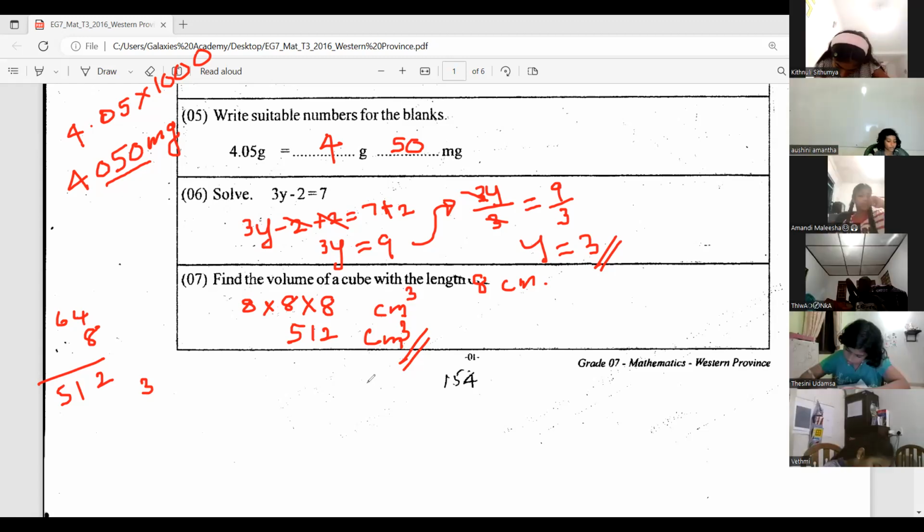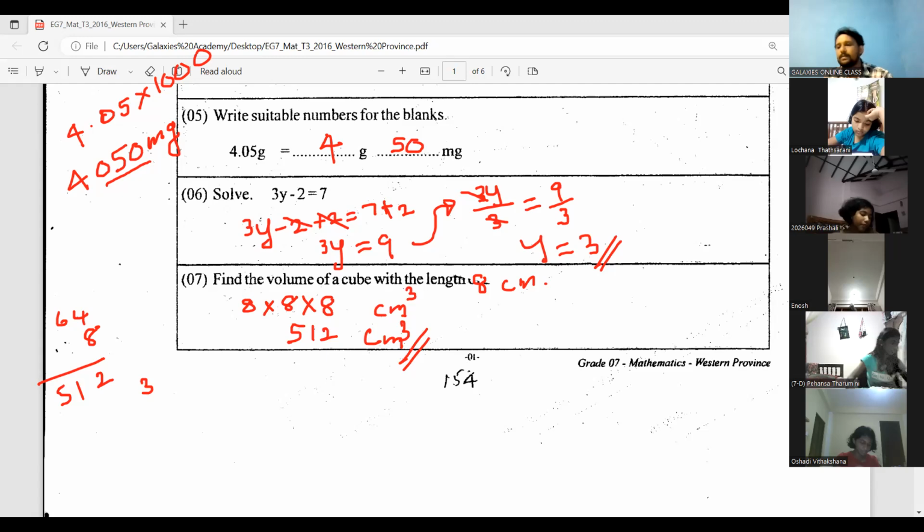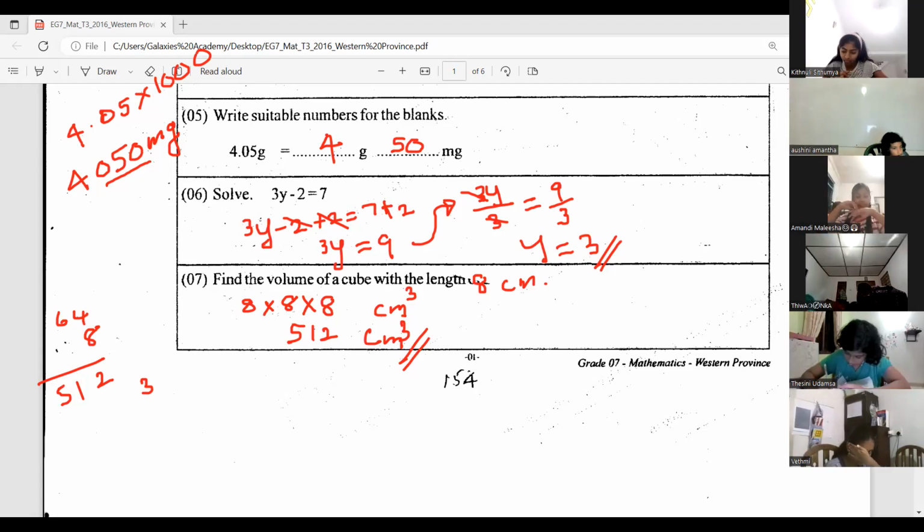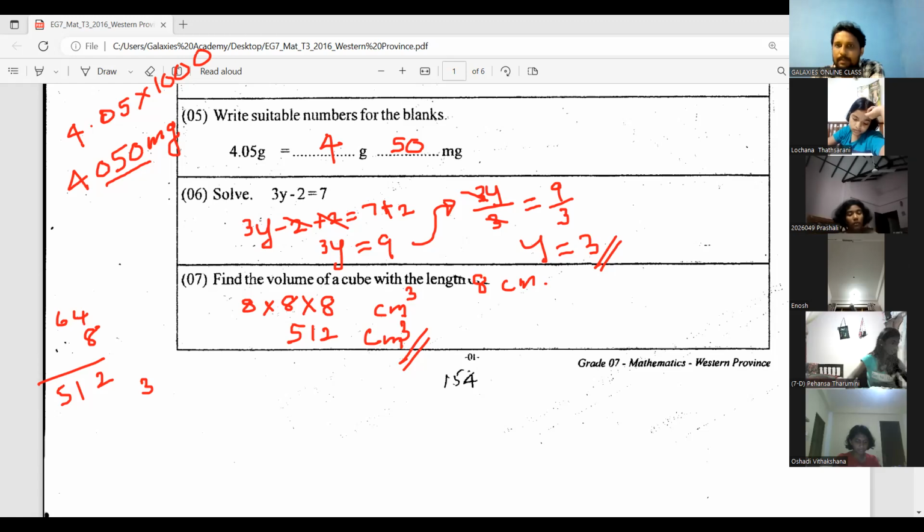Right, like this, complete answers you have to write for your papers. The methods are also needed, and the final answer value, and also the unit. Right, you have to write all of this in your answers to get the full marks. Right, then I am going to number 8.